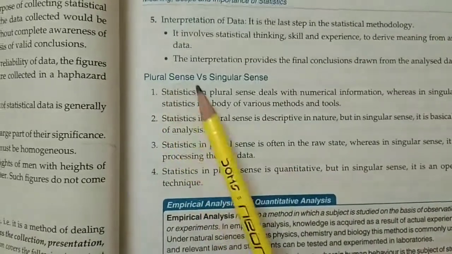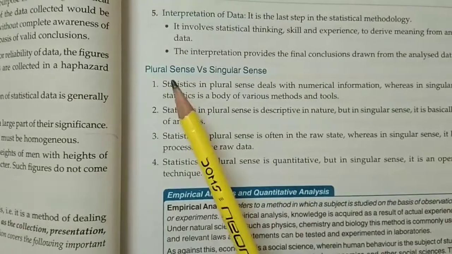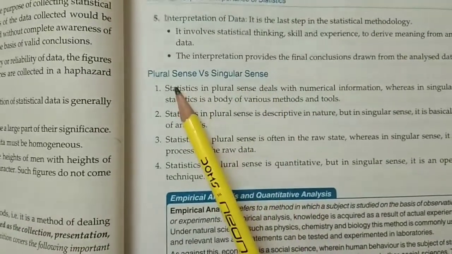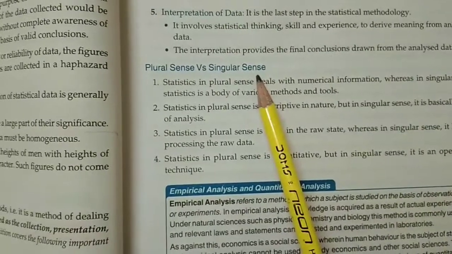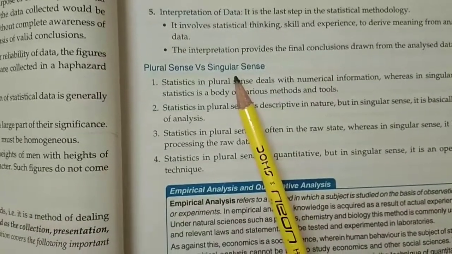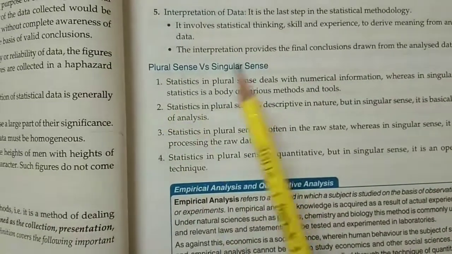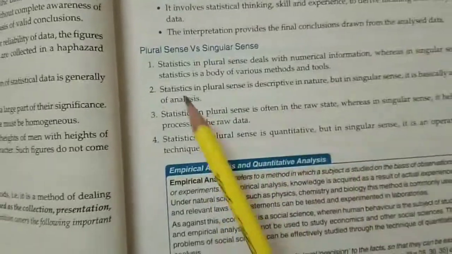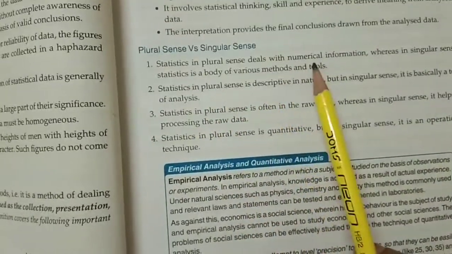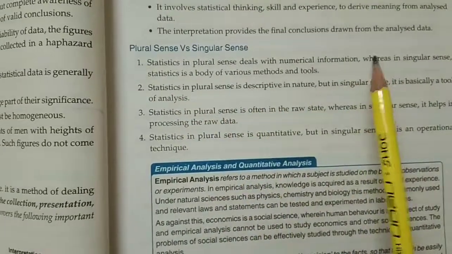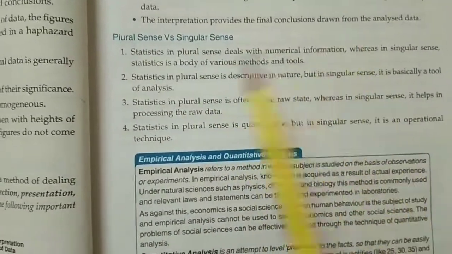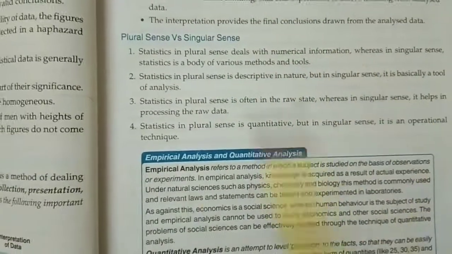Now coming to plural sense versus singular sense. Now we will see the difference between the plural sense and singular sense. That means statistics as method and statistics as number. How is it different? Statistics in plural sense deals with numerical information, whereas in singular sense, statistics is the body of various methods and tools. Here various methods and tools are involved, and there just numerical information is there.